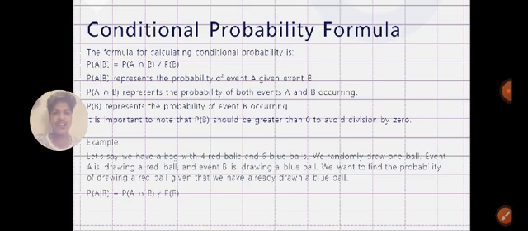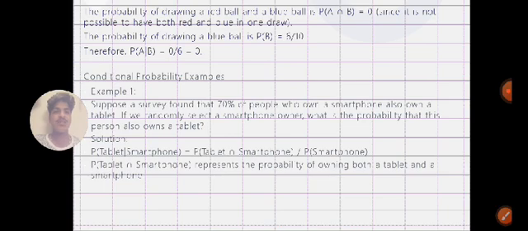P of A by B equals P of A intersection B by P of B. The probability of drawing a red ball and a blue ball, P of A intersection B, equals 0, since it is not possible to have both red and blue in one draw. The probability of drawing a blue ball is P of B equals 6 by 10. Therefore, P of A by B equals 0 by 6 equals 0.